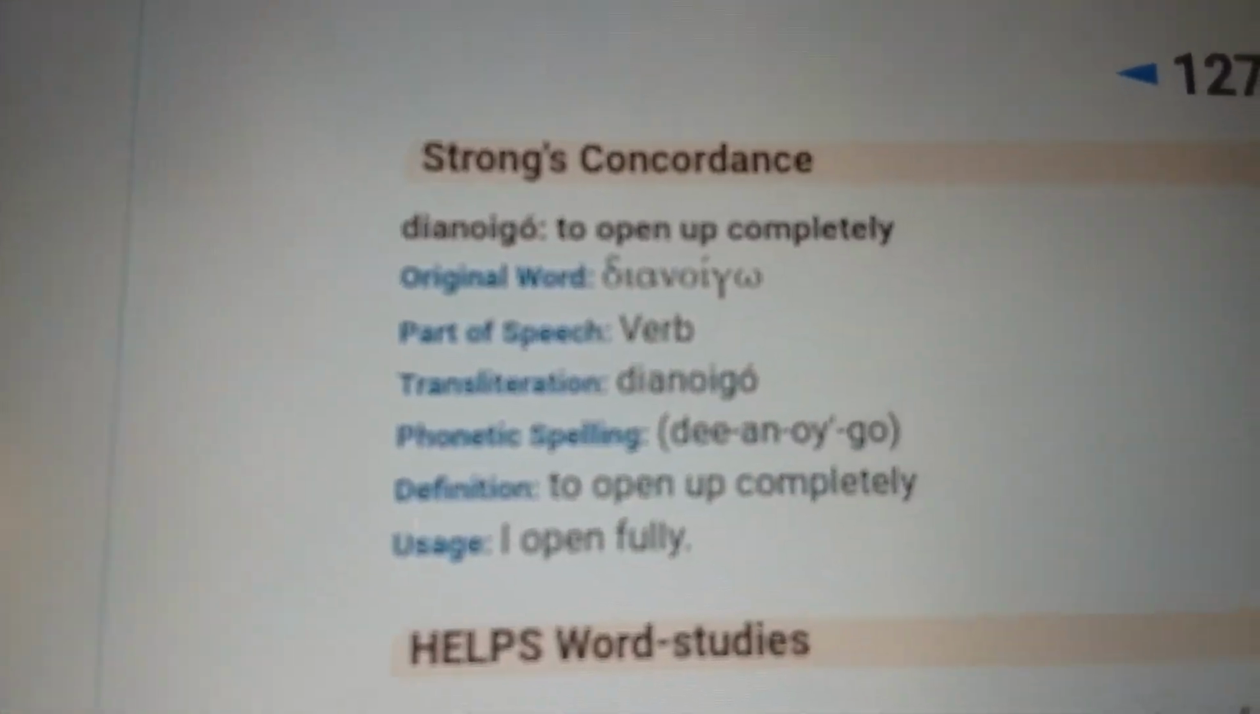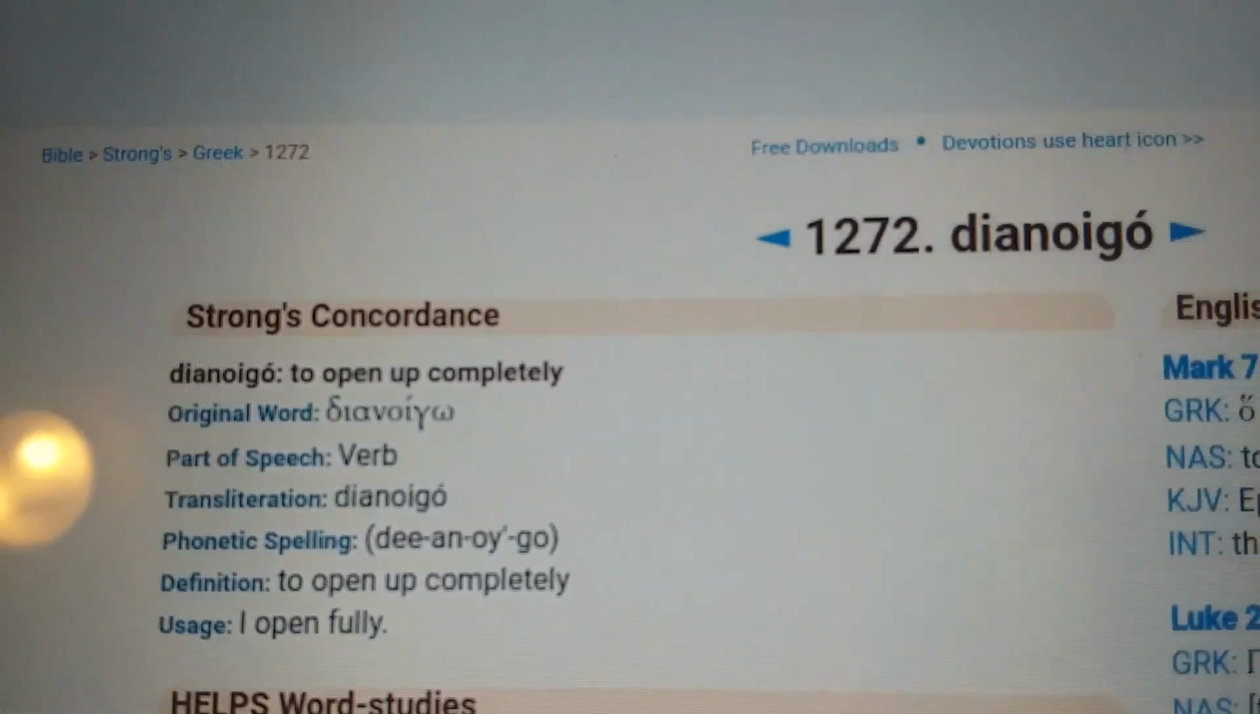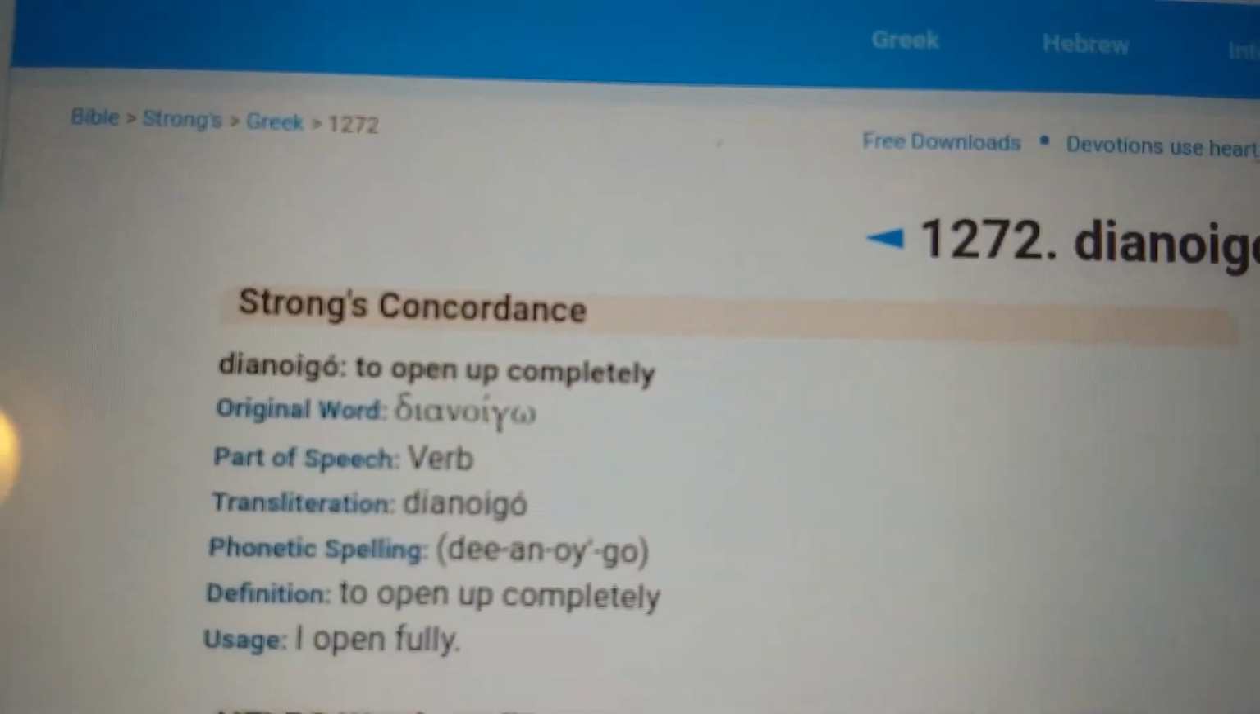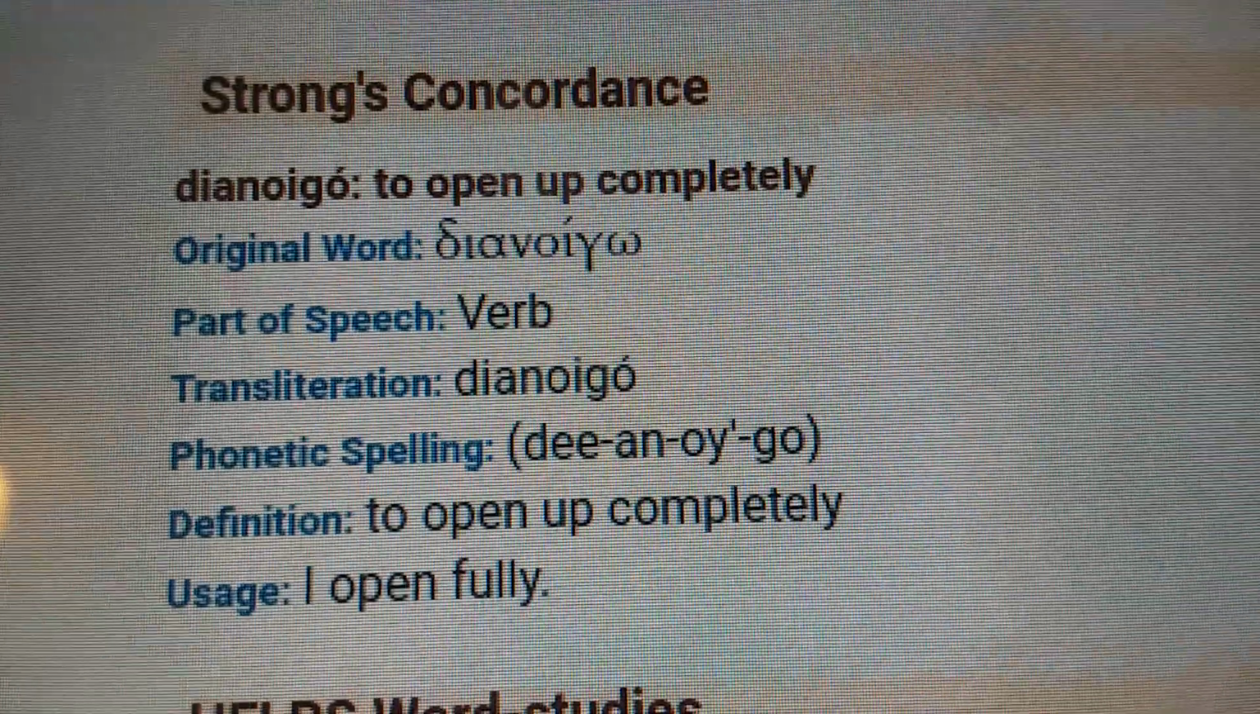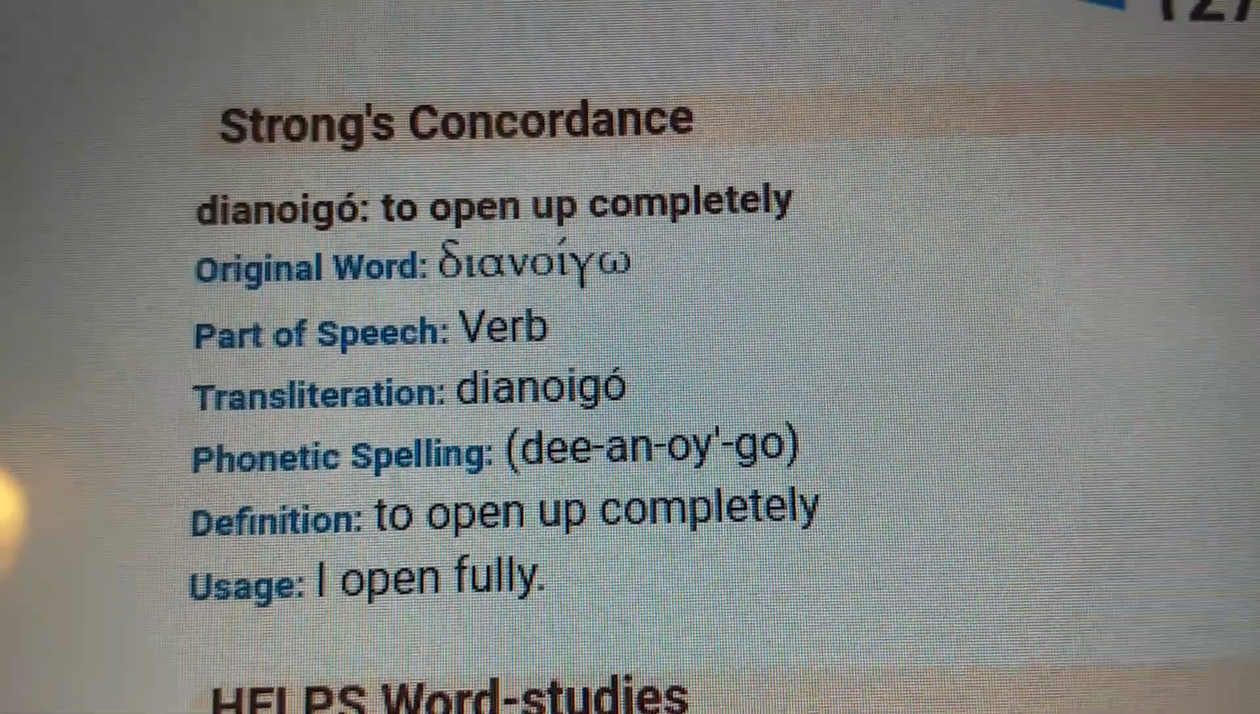Okay, and notice what the meaning of 1272 is. And that's in the Greek Strong's. And its definition is to open completely. I open fully. So the veil is going to be opened. So I thought that was pretty interesting.